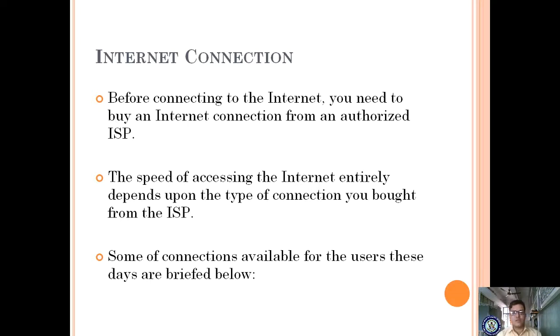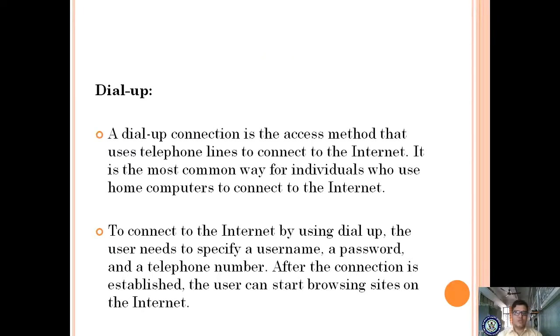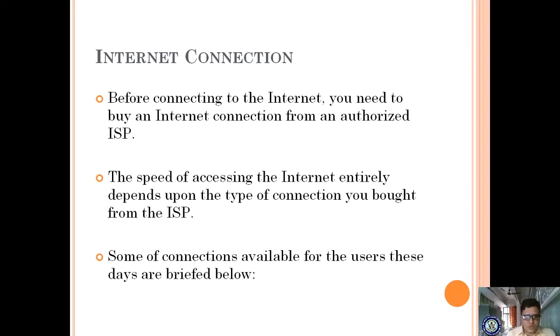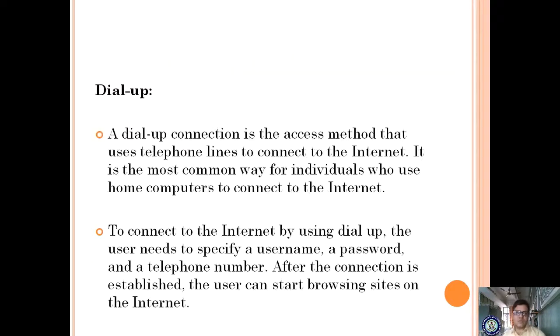Some of the connections available for users these days are briefed below. What are the connections we are using? First, dial-up connection. If you are using a wired connection, then we have to use the telephone lines. A dial-up connection is the access method that uses the telephone lines to connect to the internet. If you want to connect your computer system, you must use a modem and telephone lines and connect through dial-up.